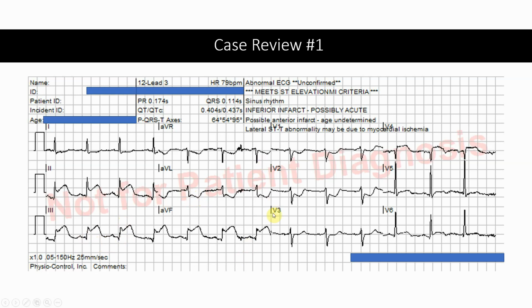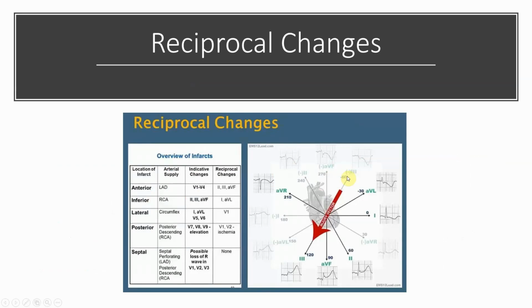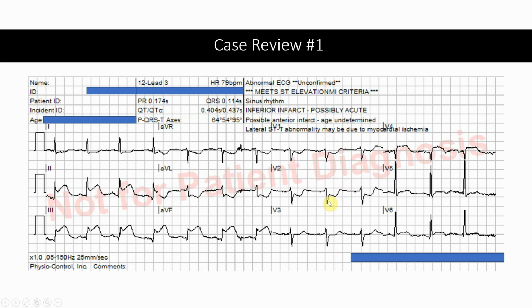Now looking at the precordial leads, V1, V2, V3, and we'll get to V4 here in a second. But what do you see in V2? You should say depression. You see depression in V2. Now this is reciprocal, or most likely reciprocal, to a posterior MI. The great thing about posterior MIs is that they rarely occur in isolation. It's more common to have an inferior and posterior STEMI. So this is not anterior ischemia, it's reciprocal changes to a posterior STEMI.